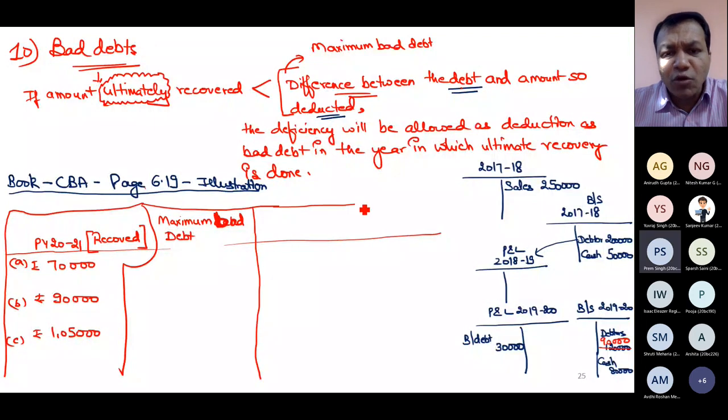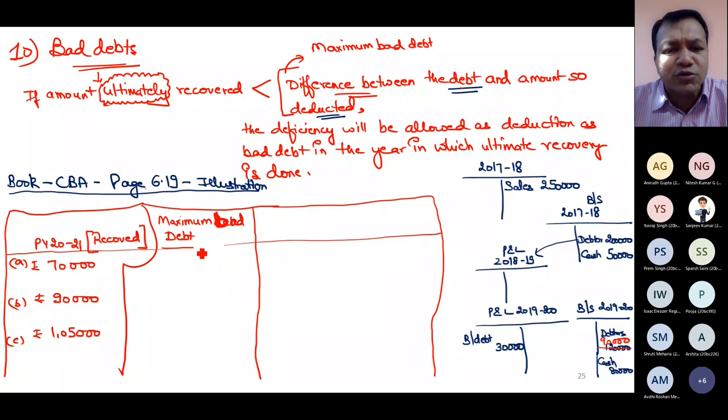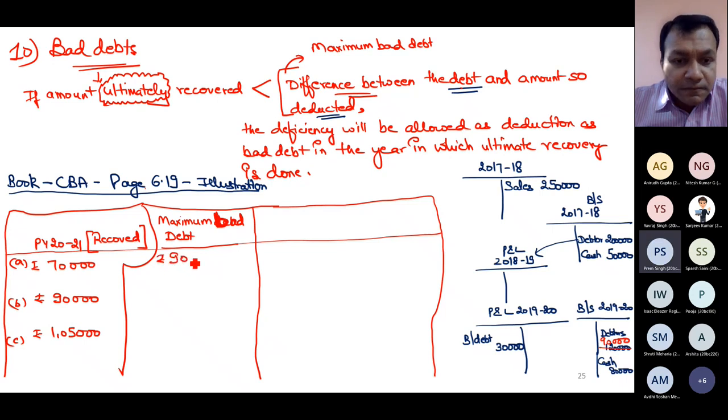Anyone who can tell me the answer, ignore the formula, just simply tell me logically how much maximum bad debt you can be having. Sir, 90,000. How 90? Sir, because debtor amount is 90,000. Yes, this is the maximum bad debt which I can be having.